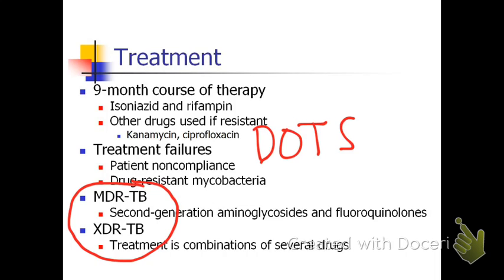MDR-TB happens when the second-generation aminoglycosides and fluoroquinolones had become resistant, or the bacteria had become resistant to these second-generation drugs. Okay? And if there are more drugs to which the bacteria are resistant, then we call it the XDR-TB.